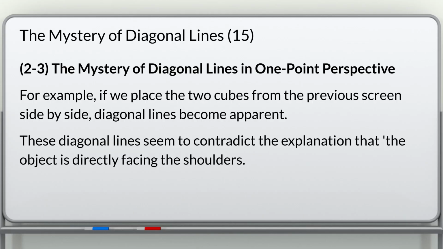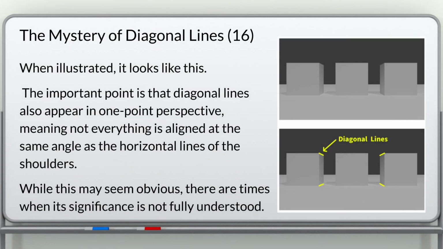I will explain the mystery of diagonal lines in one-point perspective. For example, if we place the two cubes from the previous screen side by side, diagonal lines become apparent. These diagonal lines seem to contradict the explanation that the object is directly facing the shoulders. When illustrated, it looks like this. The important point is that diagonal lines also appear in one-point perspective, meaning not everything is aligned at the same angle as the horizontal lines of the shoulders.